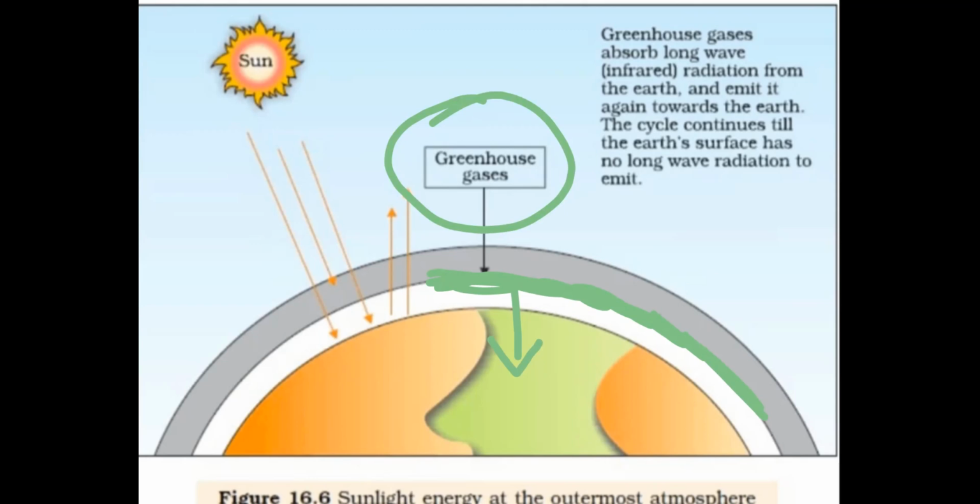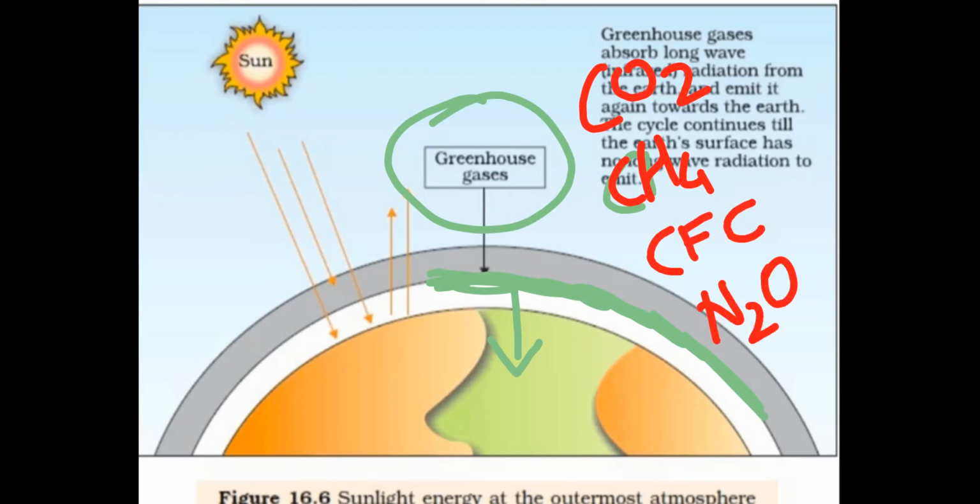Right? Next, examples of greenhouse gases: first carbon dioxide, then methane, then chlorofluorocarbon CFC, and nitrogen oxide, N2O. The majority, CO2, acts as a greenhouse gas, that is 60%. Next, CH4 20%, CFC 14%, and N2O 6%.